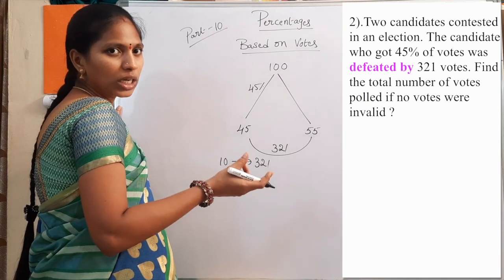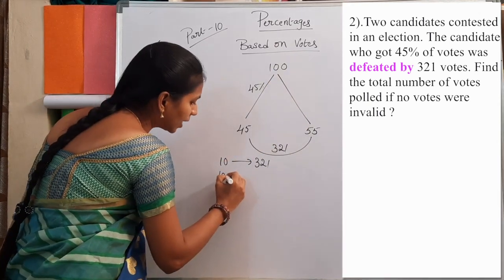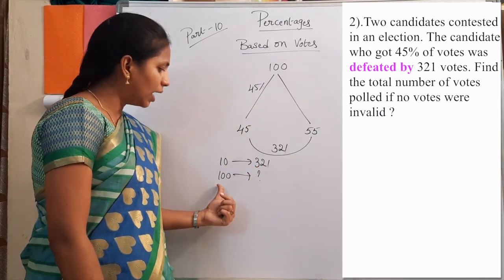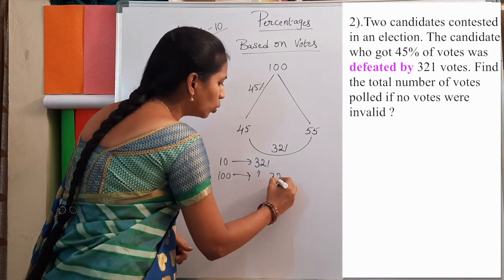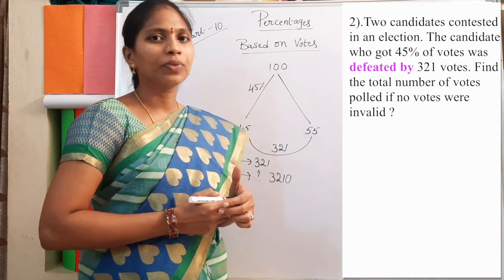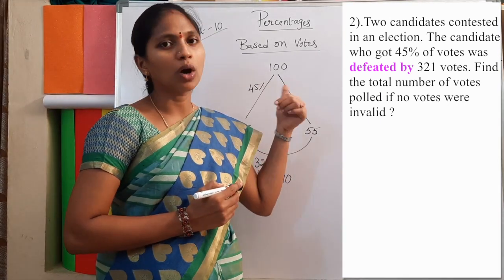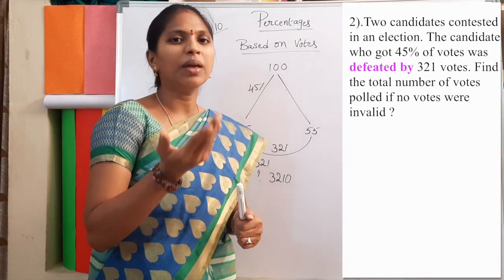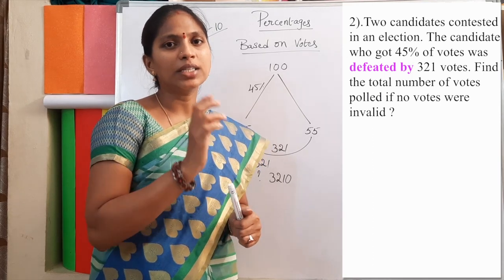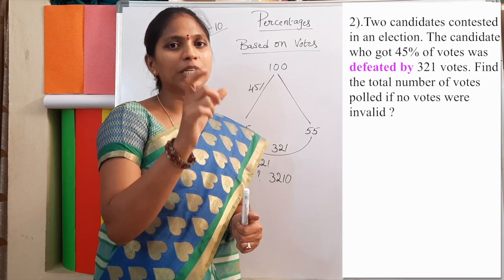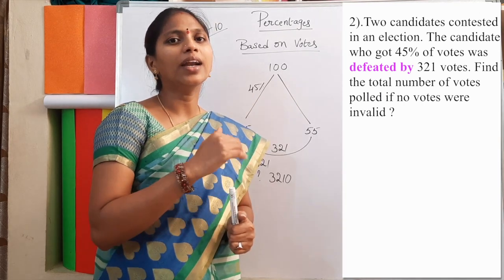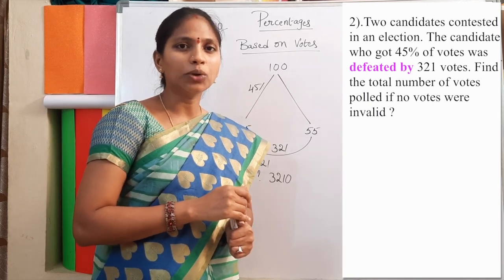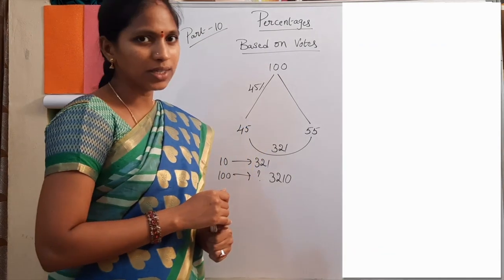We have to find the total number of votes, which means 100. What is the corresponding value of 100? Here 10 corresponds to 321, so 100 corresponds to 3210. No need to take a pen and paper to solve this example. Very simple. 45% of votes for the first candidate, the remaining percentage 55%, the difference is 10%. So 10% corresponds to 321. Then what is 100%? Simply place a 0 after that number. That is 3210. Next question.